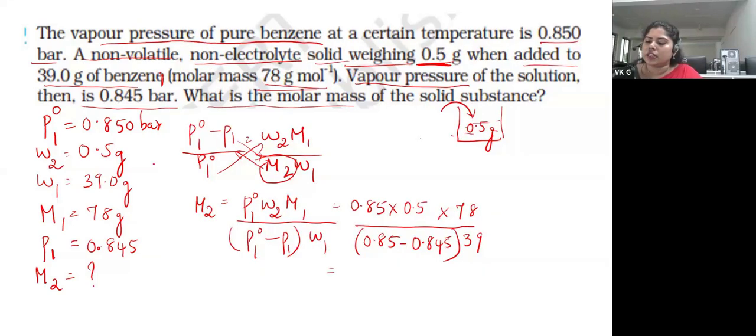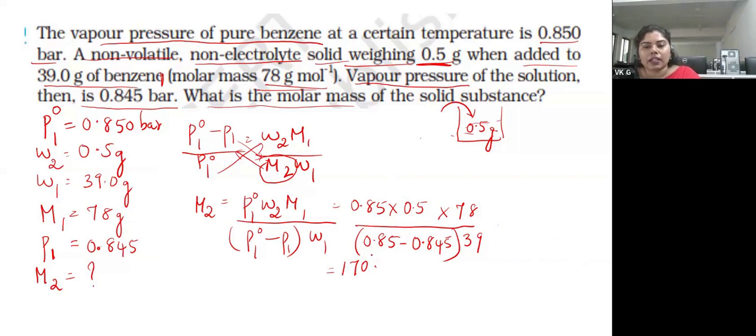Get the answer. You can try it using a calculator. I want you all to type and try it. Otherwise, it's going to be a big waste. You should know how to do it. I think you will get it as 170 gram per mole. If you put it in the calculator, 170 will be the answer.